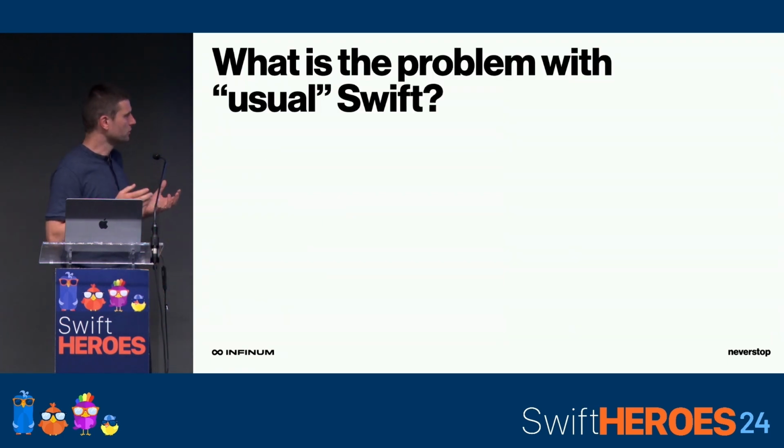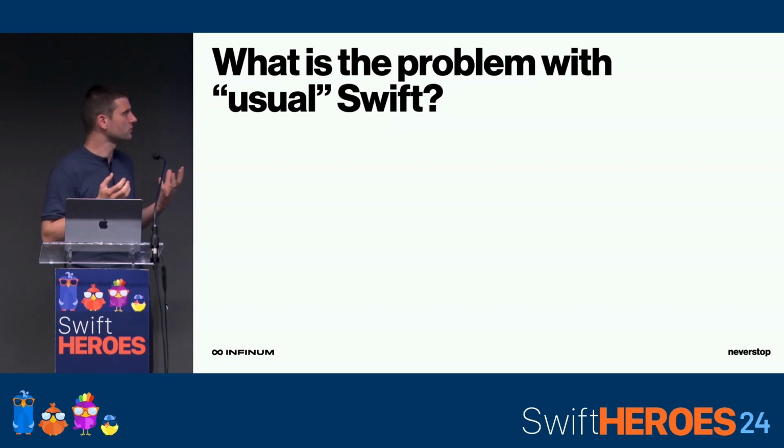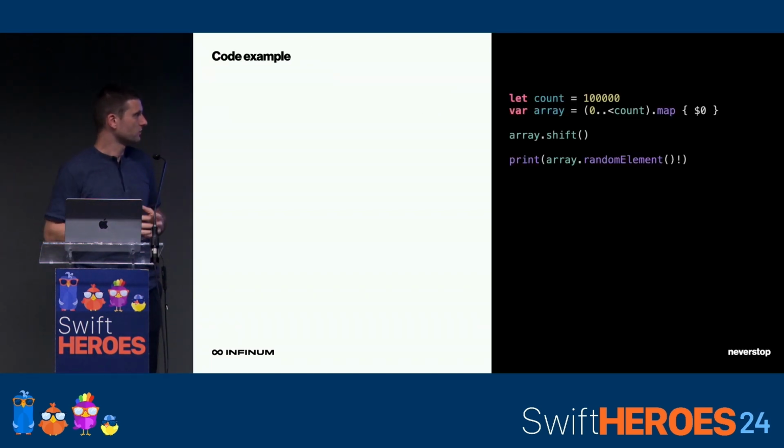So what is the problem with usual Swift? We said that we can use a set of unsafe APIs to achieve good Swift performance, but why can't we use idiomatic Swift? Well, I want to motivate this with an example. Let's say that we have an array with 100k elements, and we want to shift it to the right. After that, we just print some random elements from the array.